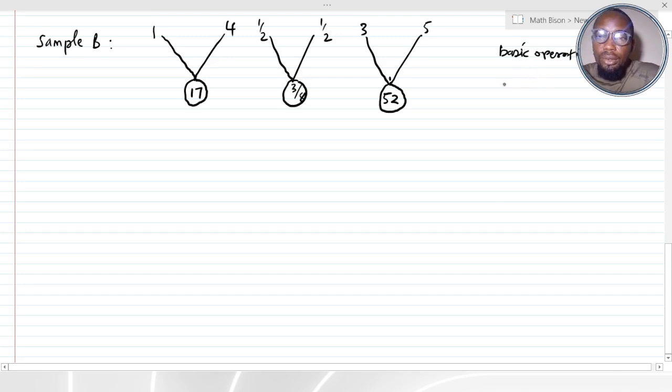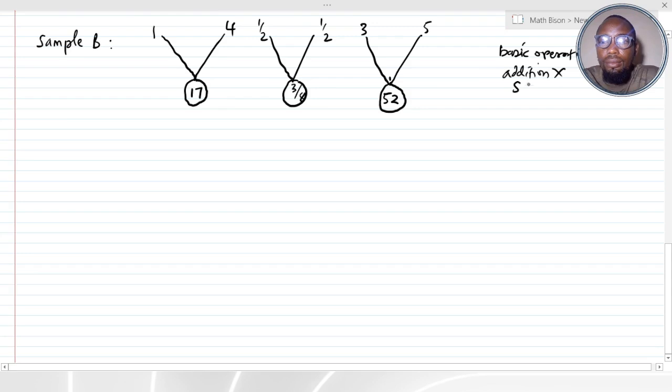Basic operations of what? Let's start with addition. Let's check. 1 plus 4 is 5. It does not give us 17. We shouldn't be having 17. 1 plus 4 is 5, not 17. Half plus half is 1, not 3 over 8. 3 plus 5 is 8, not 52. Far from it, this addition is not working.